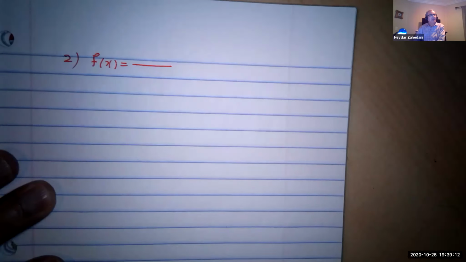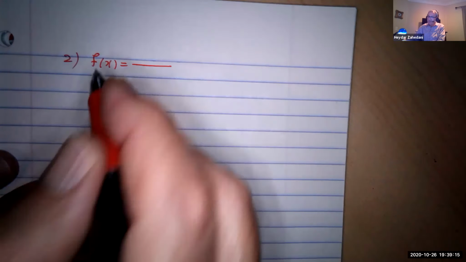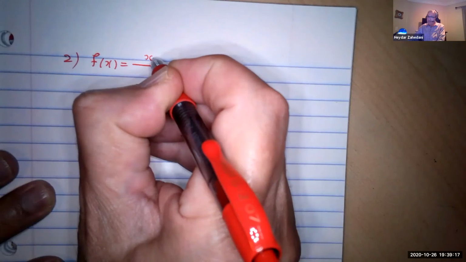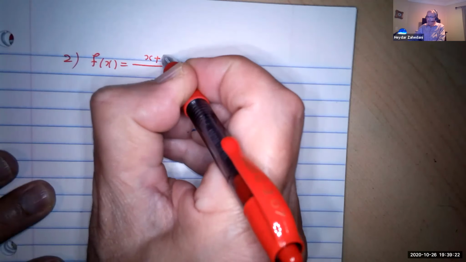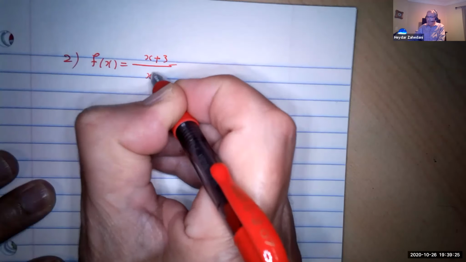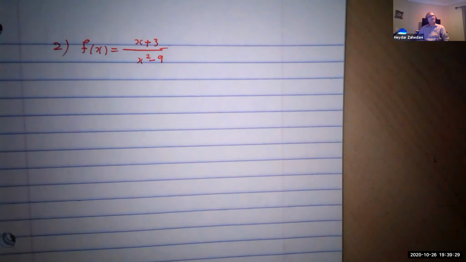What is type 2? I'm going to write it down, then you will find out when I'm doing it. So we want to graph this function. Let's see what is special about this one. f of x equals x plus 3 over x squared minus 9. We want to graph this function.